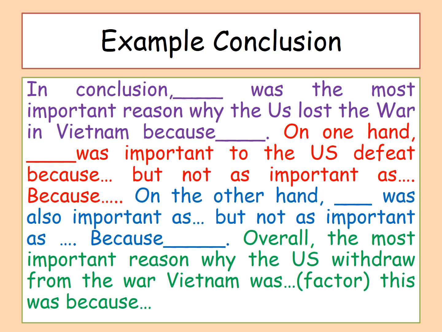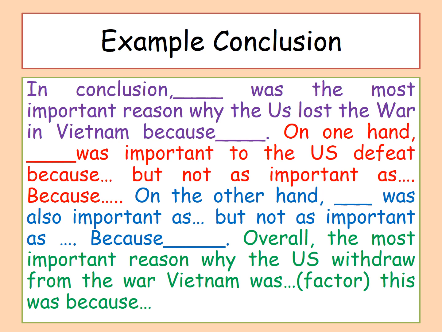So in conclusion, blank was the most important reason why the US lost the war in Vietnam because. Okay, so you'd say, here's the most important reason, here's the reason why. On one hand, blank, so you could say another factor was important to US defeat because, but not as important as your most important reason because, and give a reason there. On the other hand, blank, so again refer to another factor was also important as, and give a reason, but not as important as, again go back to your most important because. So make sure you're always referring back to your most important reasons as to why that is the most important reason America lost the war in Vietnam.